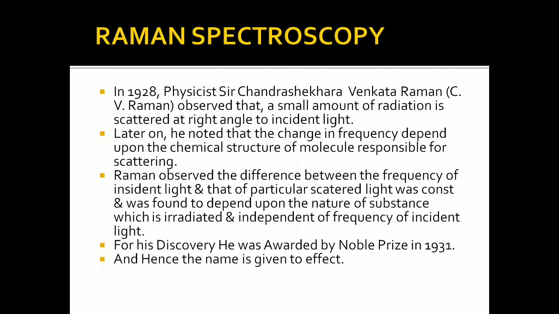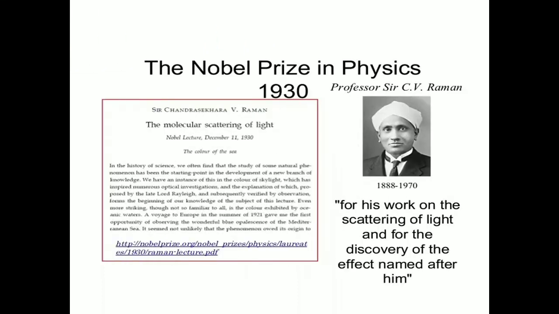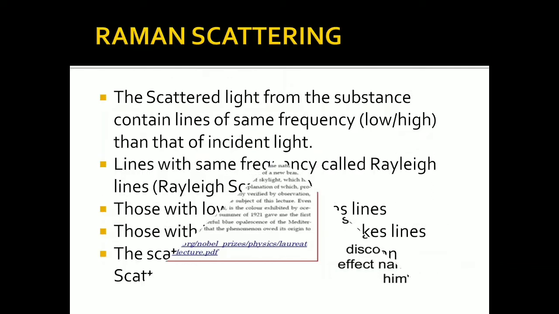For this discovery, he was awarded the Nobel Prize in 1931 and hence the name is given to the effect. So, as we discussed, the Nobel Prize winner, Indian physicist Sir C.V. Raman, for his work on the scattering of light and for the discovery of the effect named after him. Now, what is Raman scattering?